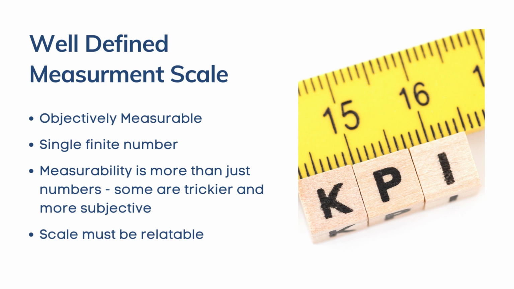Whichever way you go, it's important that the number or scale you come up with is relatable. The person or group being measured needs to understand how they can directly influence their score. In the sales case we just discussed in our example, the monthly growth is easy to calculate and the goal is self explanatory, 5% or more.